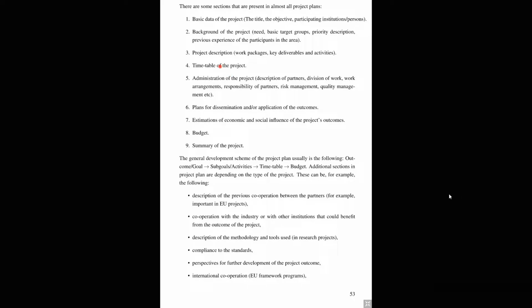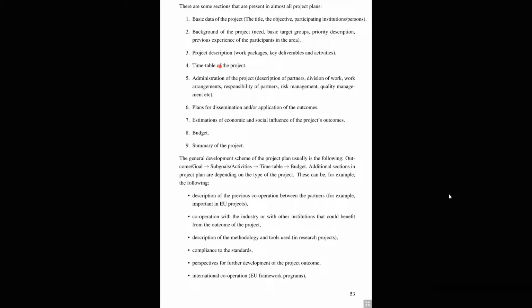So the general development scheme of the project plan usually has the outcome or a goal, and you'll get the activities from the goals or the sub-goals. Then you get the timetable, then the budget. Other additional sections in the project plan will depend on the type of project that you want to implement.